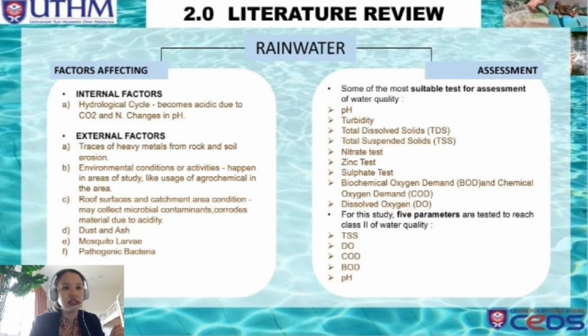But in this study, we have focused on five: the TSS, which is the total suspended solids, the dissolved oxygen, DO, COD, which is chemical oxygen demand, BOD, which is biochemical oxygen demand, and the pH test. These are the five parameters that should be tested.